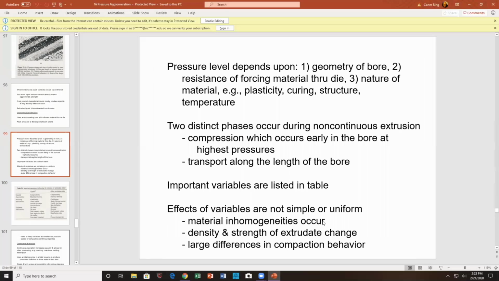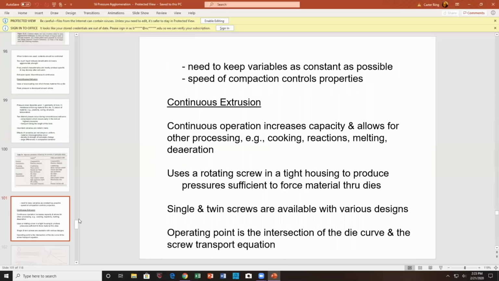Variables, effective variables, are not simple or uniform. Material inhomogeneities occur. Strength and density of the extrudate may change. Large differences in compaction behavior.